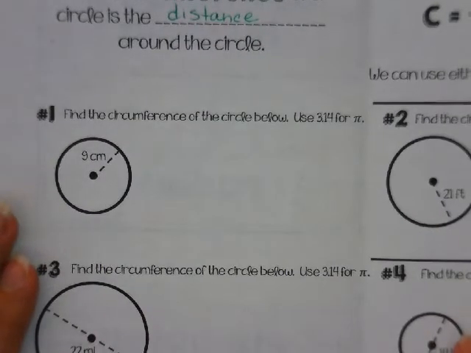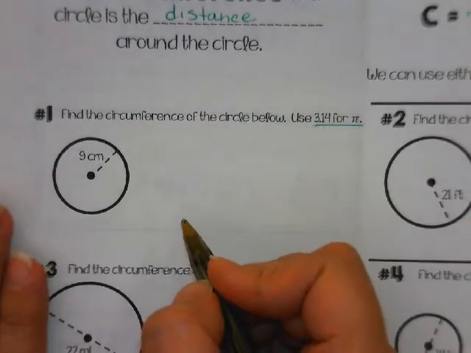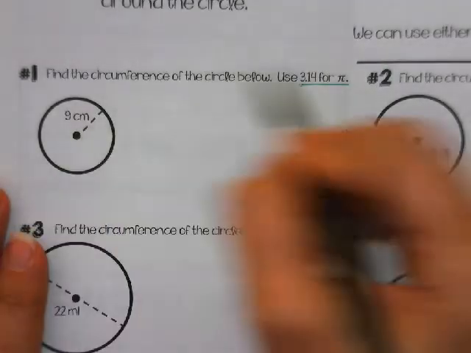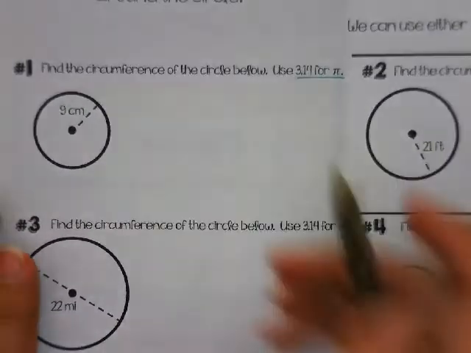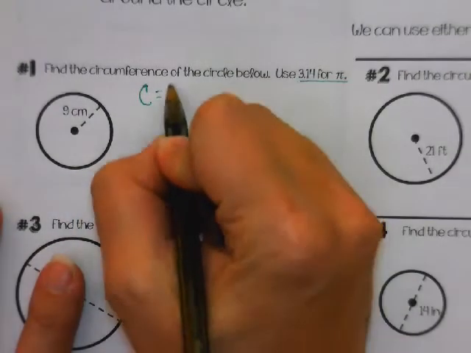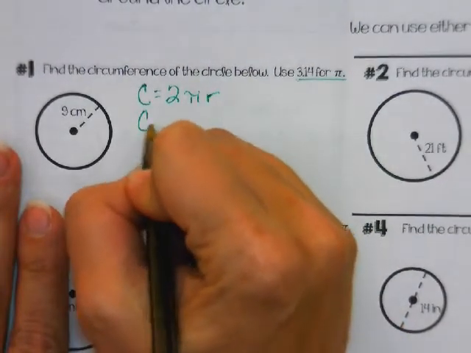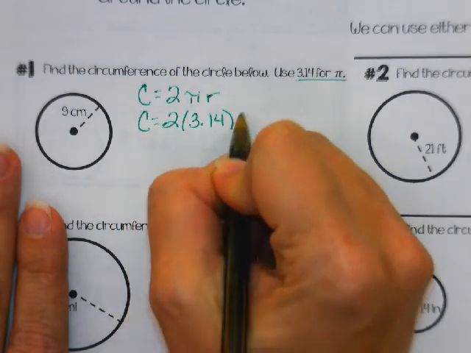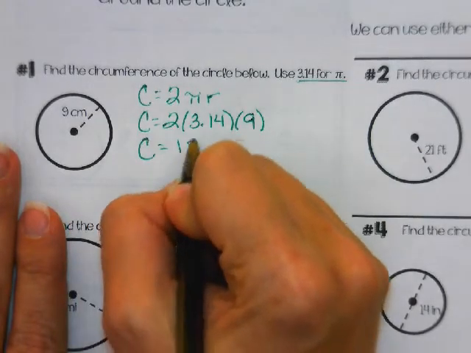So let's first look at some radius questions. Find the circumference of a circle below. They're telling us to use 3.14 for pi. In all things, just like we did geometry last year, we will always start with the formula. We have a radius, so we are going to use this formula. So we're going to say C is equal to 2 times pi times r. Second, we're going to plug in our numbers. So C equals 2. In place of pi, we're going to put 3.14. The radius is 9. We can simplify this to 18 times pi.